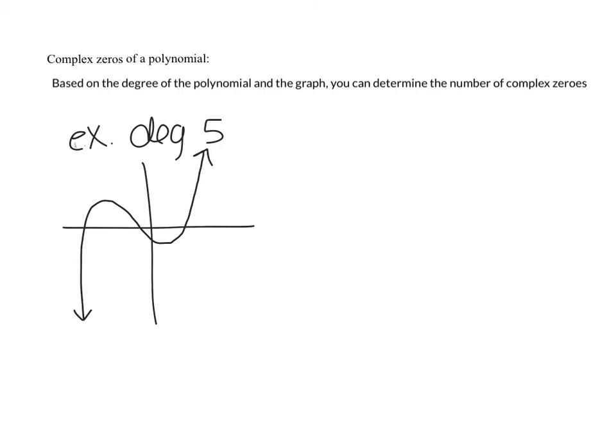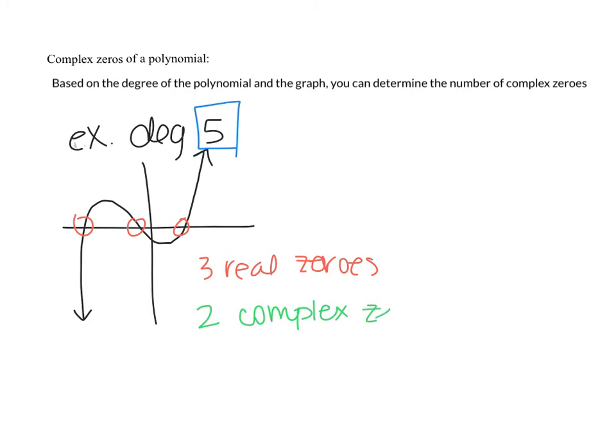So let's determine the number of real zeros it has. Every time it crosses the x-axis is a real zero, which it has 3 real zeros. The number of zeros adds up to the degree, which is 5. So in order to get from 3 to 5, you add 2, which means there are 2 complex zeros. And when I add 3 and 2, I get 5, the degree of the polynomial.